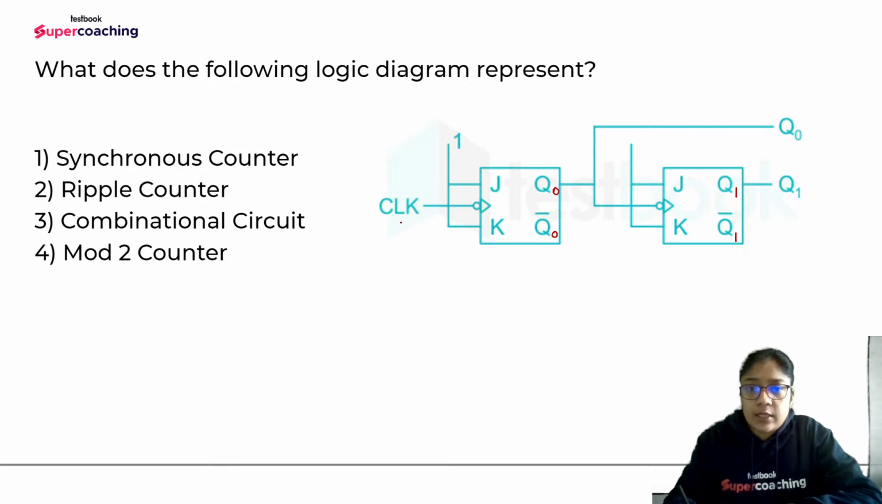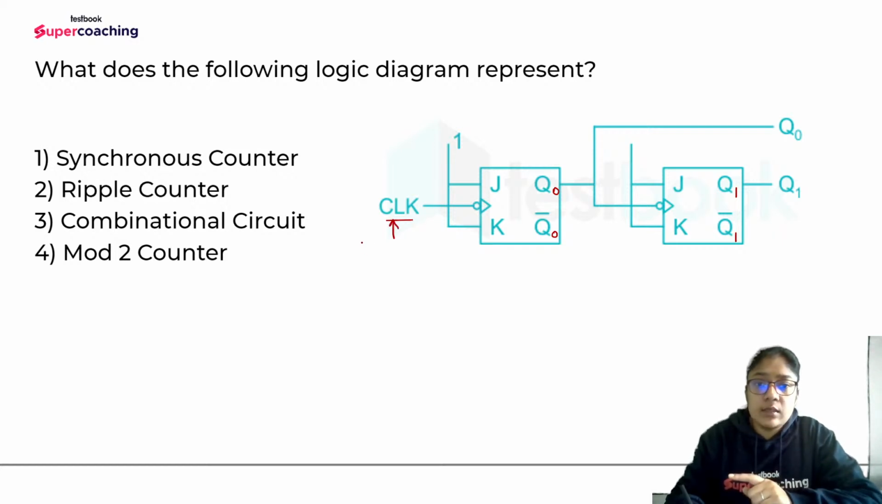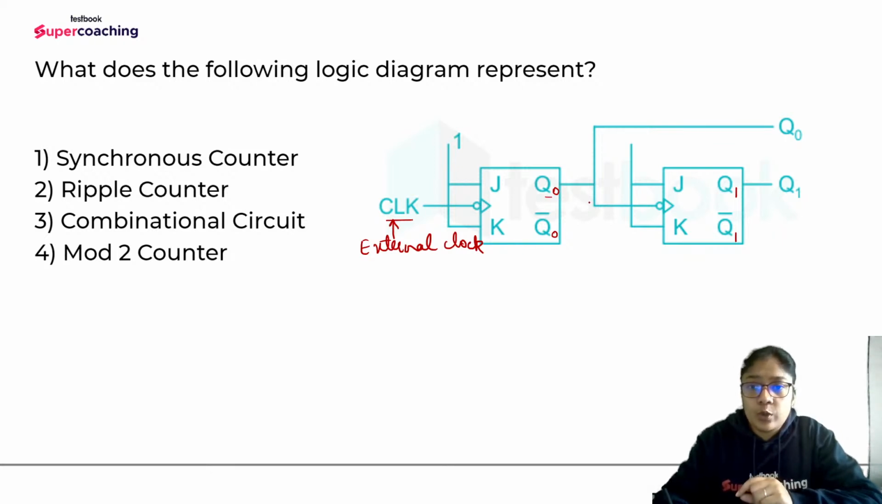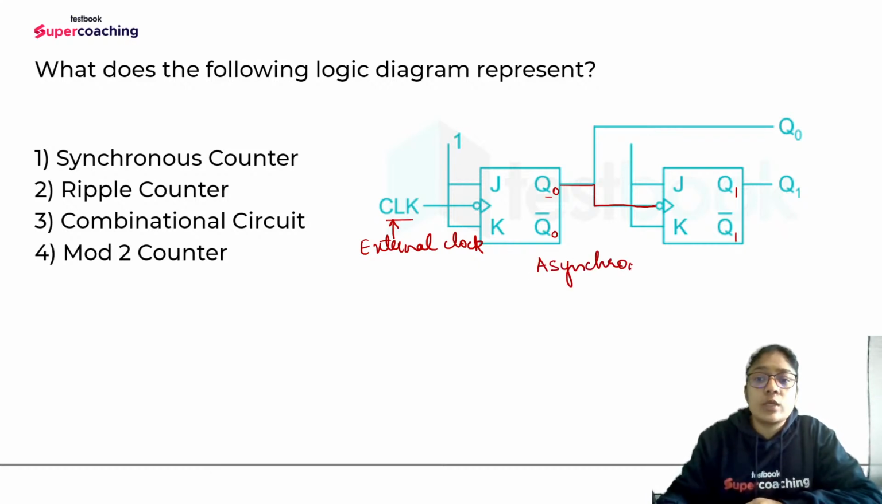Here you can carefully observe that the external clock is applied to only one flip-flop. This is the external clock. The external clock is applied to only one flip-flop, and for the second flip-flop, what is its clock connected to? It's connected with the output of the first flip-flop. So this means that the external clock is applied only to one flip-flop and the other flip-flops are controlled by the output of other flip-flops. So this means that this is an asynchronous counter. Correct? What happens in synchronous? The same clock is applied to all the flip-flops. So this is an asynchronous counter.